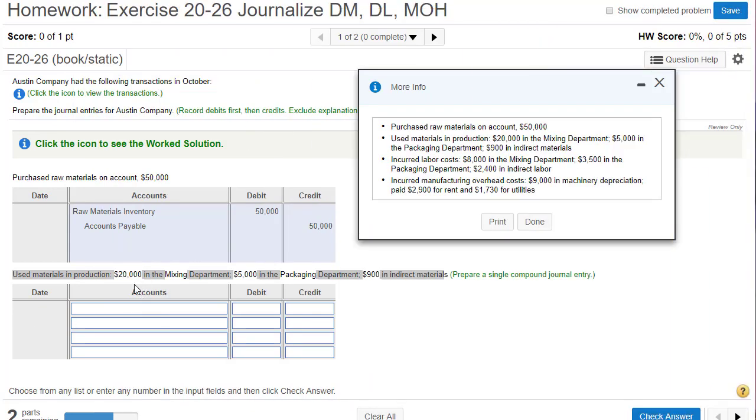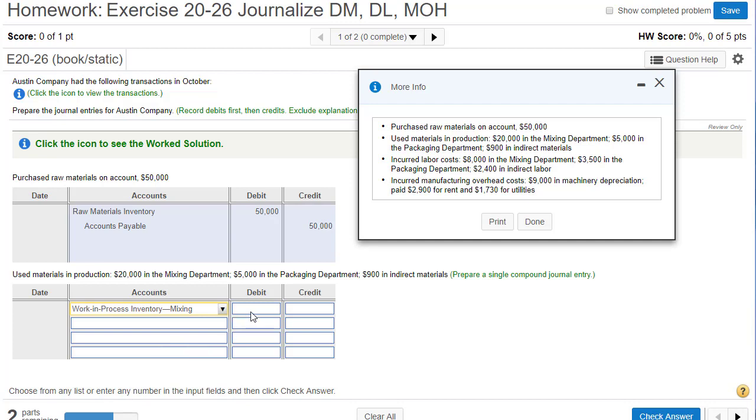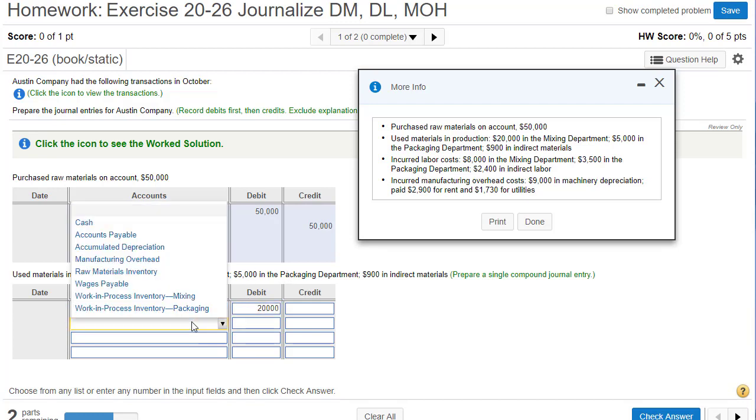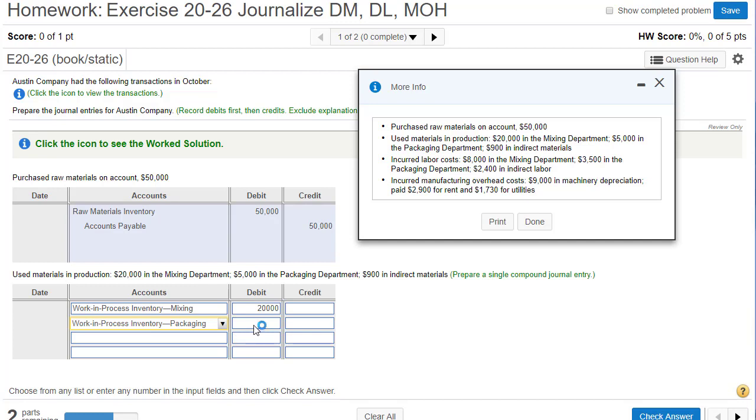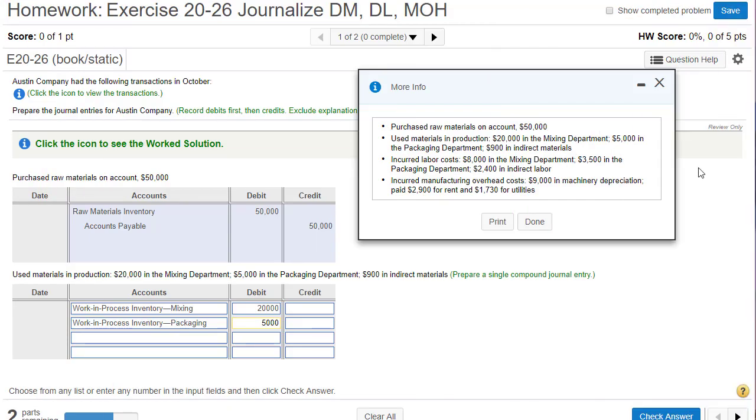The first account it's going into is the mixing department. Work in process inventory for the mixing department gets $20,000. And then $5,000 goes to the packaging department. And then $900 goes to indirect materials. Remember, indirect costs go into manufacturing overhead, and that increases on the debit side.